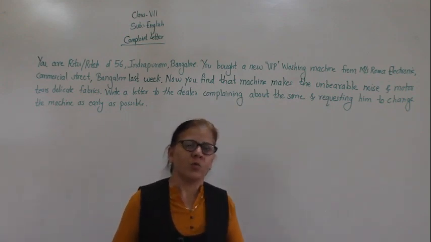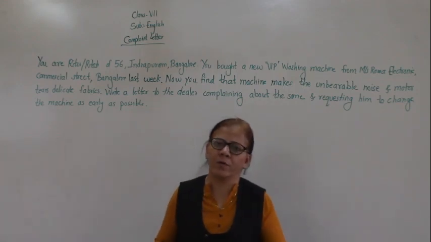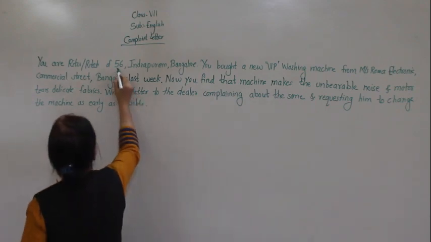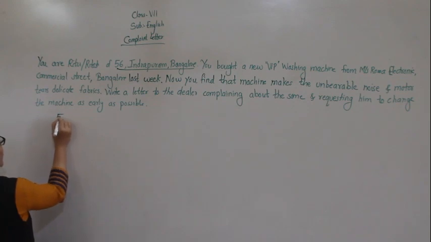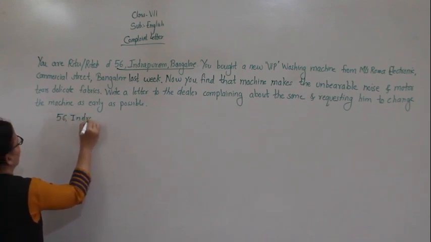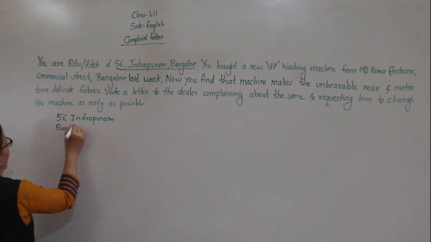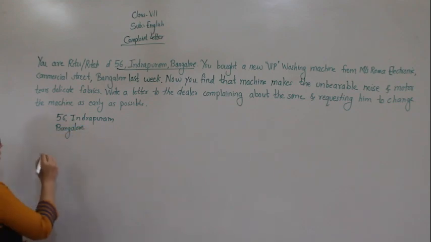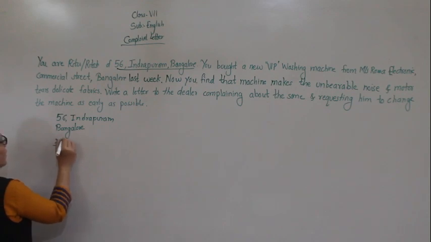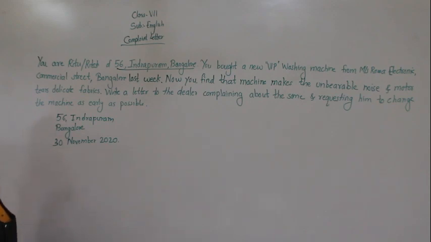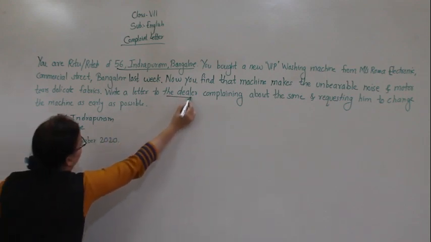Okay. So, as usual, we have already discussed the format. First, you need to write the sender's address. Now, what is the sender's address? 56 Indrapuram, Bangalore. So, let me write it first. 56 Indrapuram, Bangalore. After the address comes the date. So, the date will be 30 November 2020.